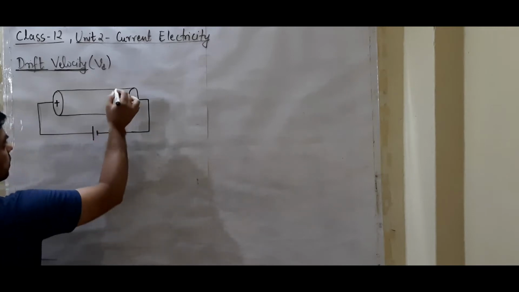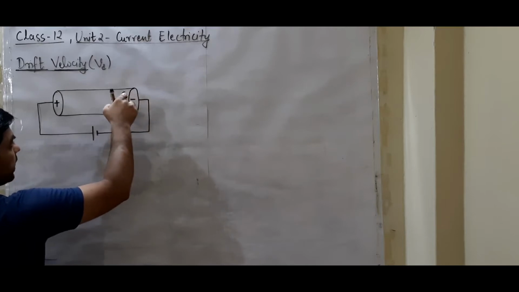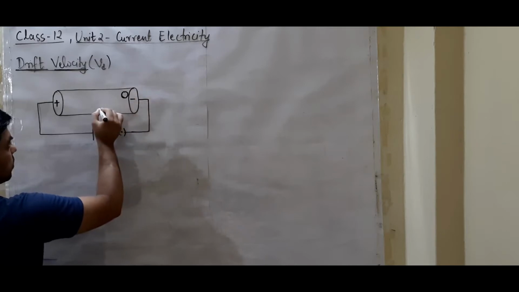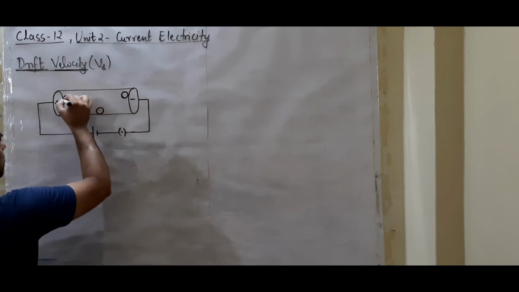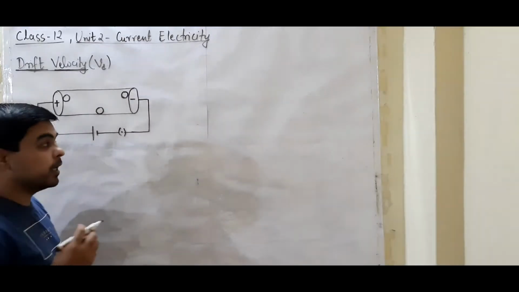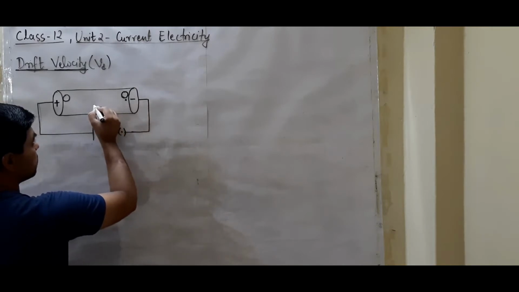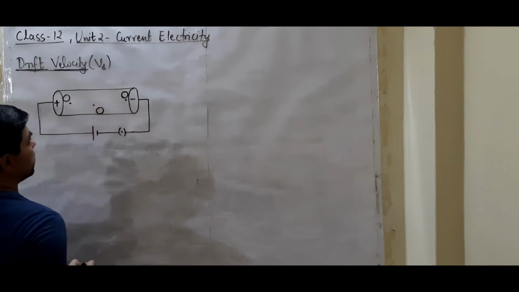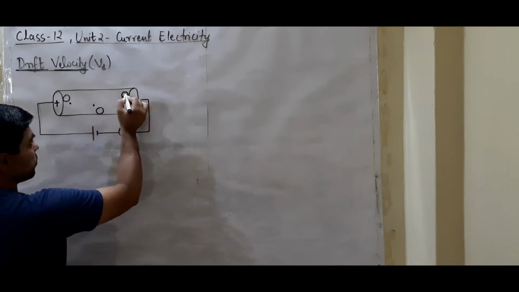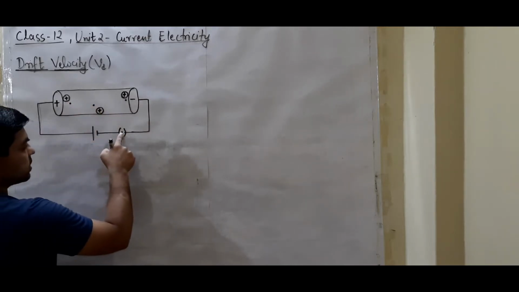So here suppose we have one atom. In the crystal lattice we know that it is made up of atoms only, so a number of atoms will be there. We are representing 3 atoms here, and we know that in metals, electrons come out from these atoms and become free. This one, and so on.